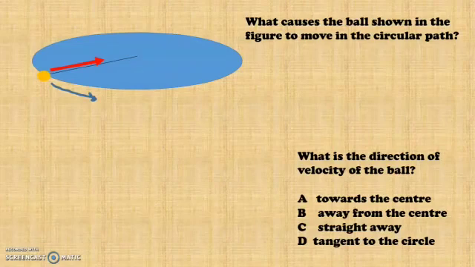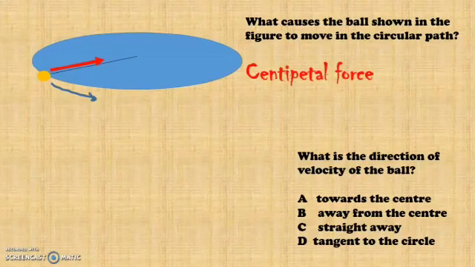What caused the ball shown in the figure to move in a circular path? That is centripetal force. What is the direction of velocity of the ball? Options are A, toward the center, B, away from the center, C, straight away, and D, tangent to the circle.